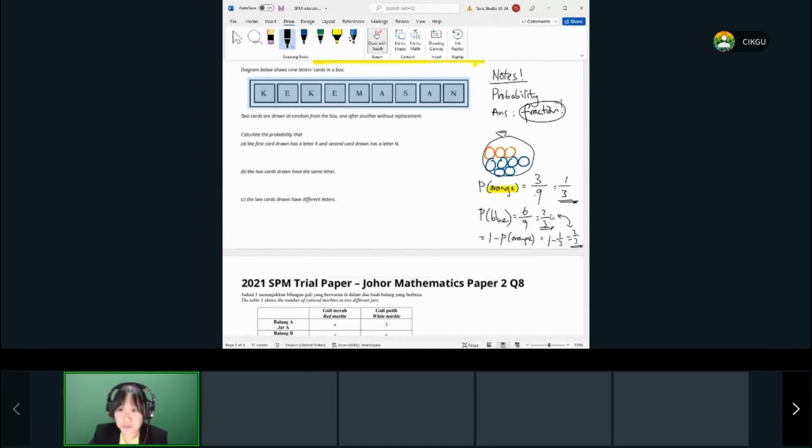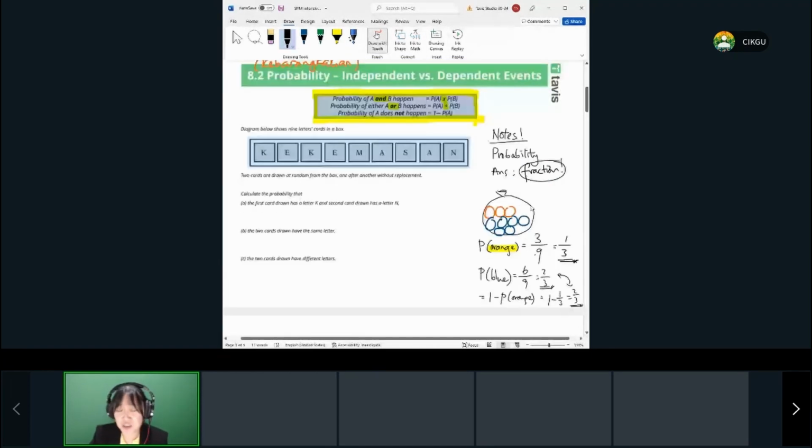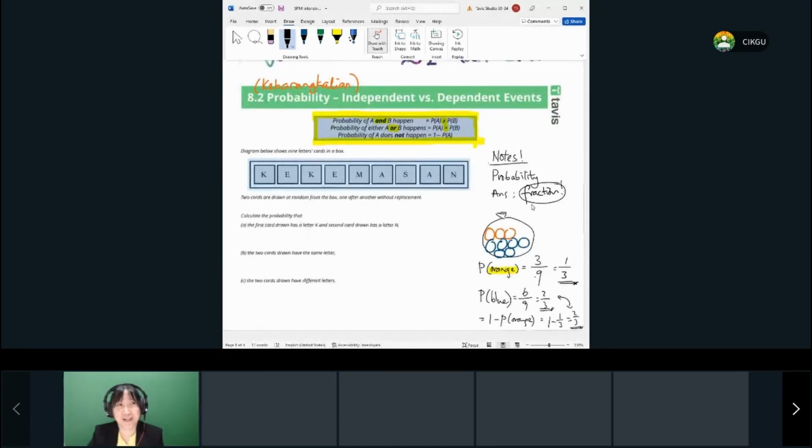Okay? So I tell you, probability is not hard. The harder, more challenging part is how you apply it in a question. Okay, so that's it. If you understood these three, then let's try a question now. Okay, come. Let's read the question together.